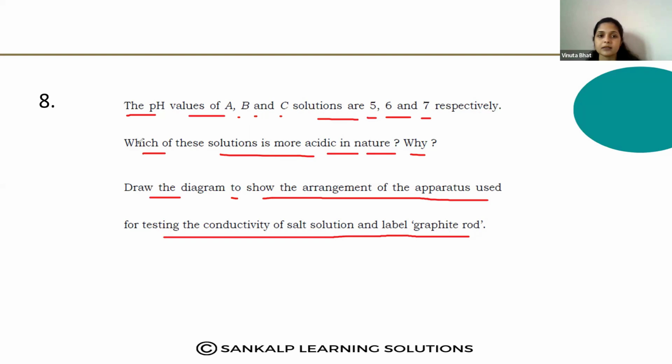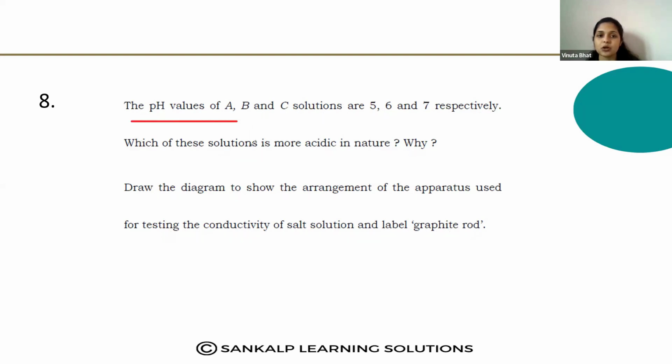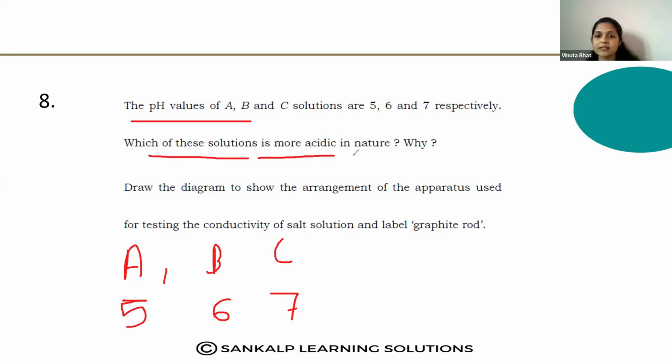Here, the first question is the pH of A, B, C. Three solutions are there, so the pH is 5, 6 and 7. Which of these solutions is more acidic in nature? Why? Here, A is more acidic. A is more acidic because it is having the less pH value.